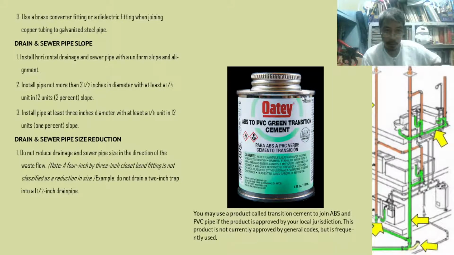Again, so install horizontal drainage sewer pipe with uniform slope and alignment. All of these pipes must have a slope. Number 2, install pipe not more than 2.5 inches diameter with at least a 1/4 unit in 12 units or 2% slope. Okay. So minimum, that is what we mean by at least. So the word at least means minimum. Minimum 2% slope.